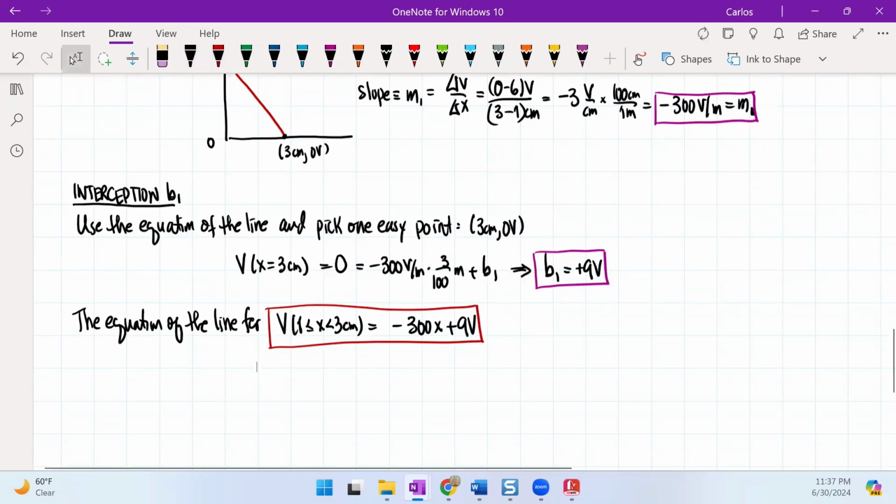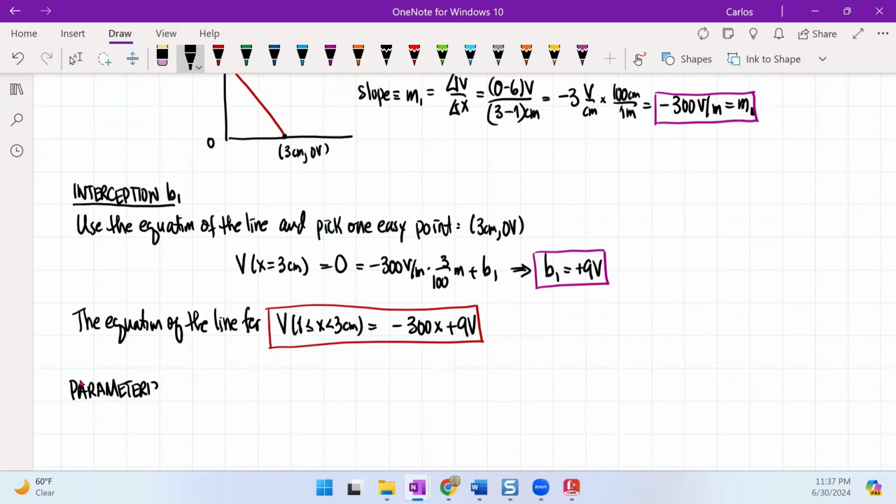So let's go on to the next one. Now the next one here, we're just going to say that we want to parameterize the second curve, just like we did the first one. So now we're parameterizing the voltage between 5 centimeters and 6 centimeters.